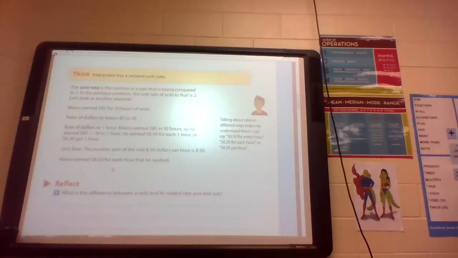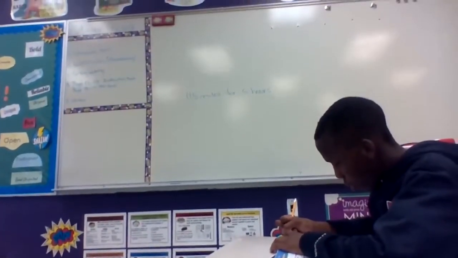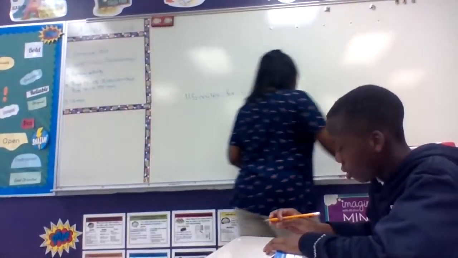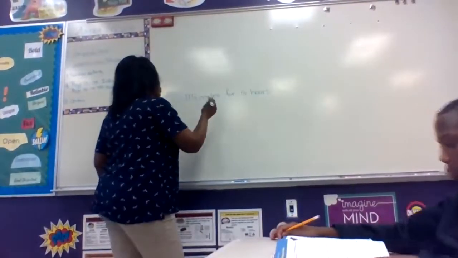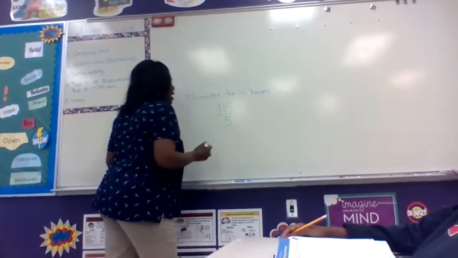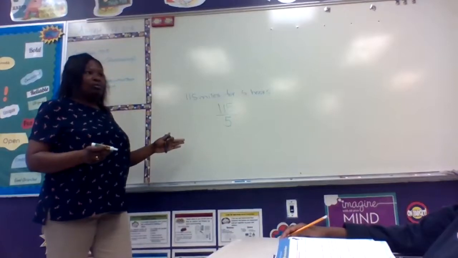Okay, 115 miles for 5 hours. Can we write that as a ratio? Yes. How would you write that? 115 over 5. All right. So that's my ratio.